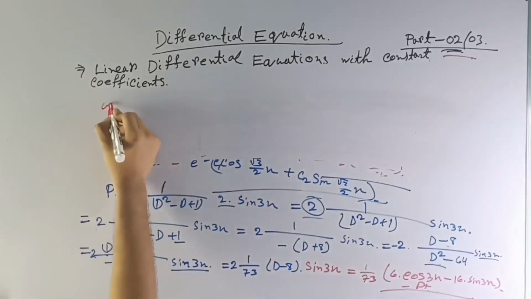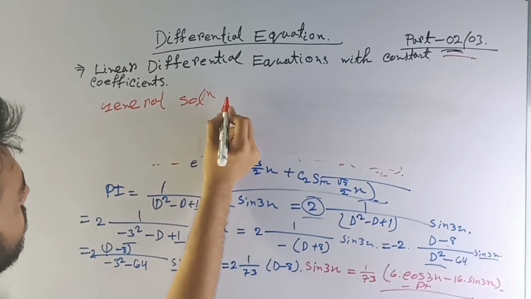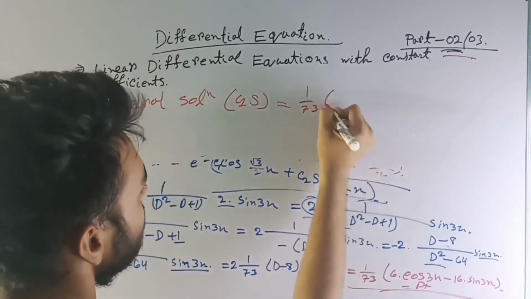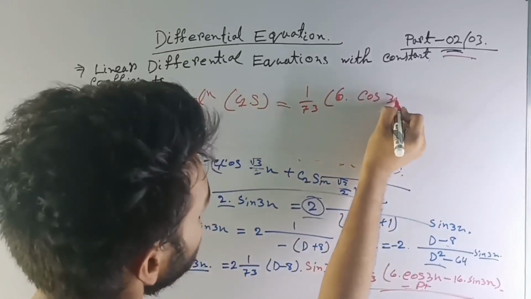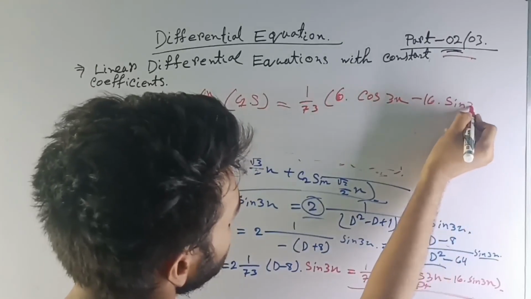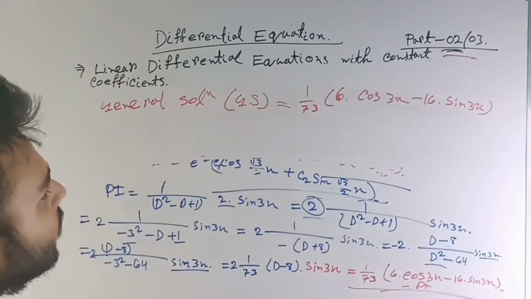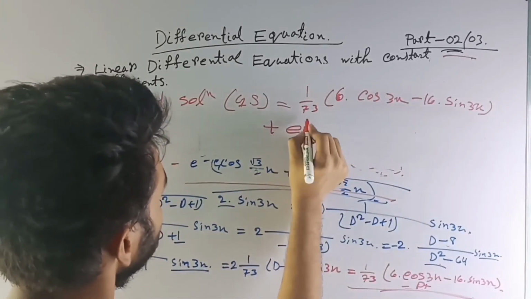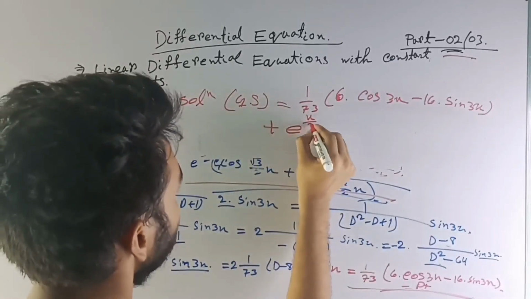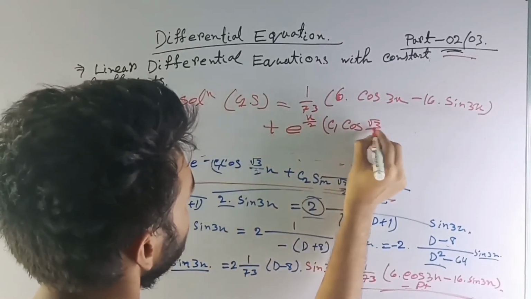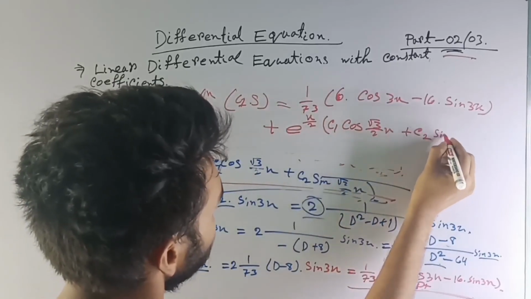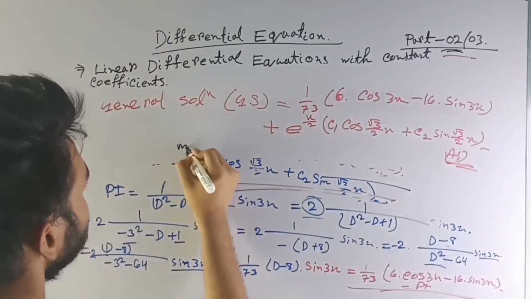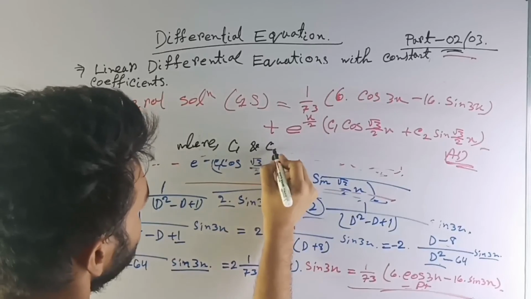So the general solution is 1 by 73 times (6 cos 3x − 16 sin 3x) plus the CF, that is e^(x/2) times (C1 cos (√3/2)x + C2 sin (√3/2)x), which is the answer, where C1 and C2 are arbitrary constants.